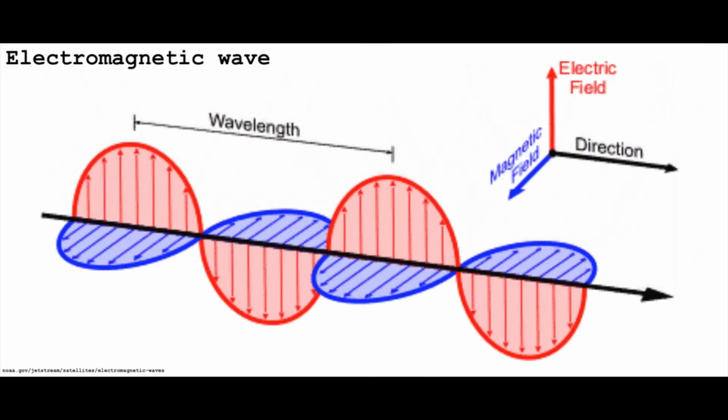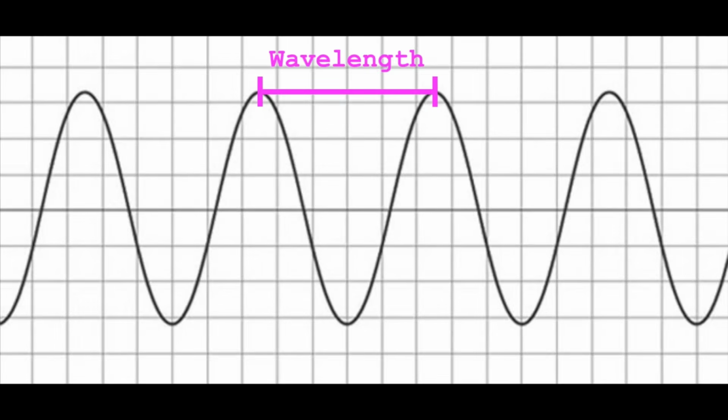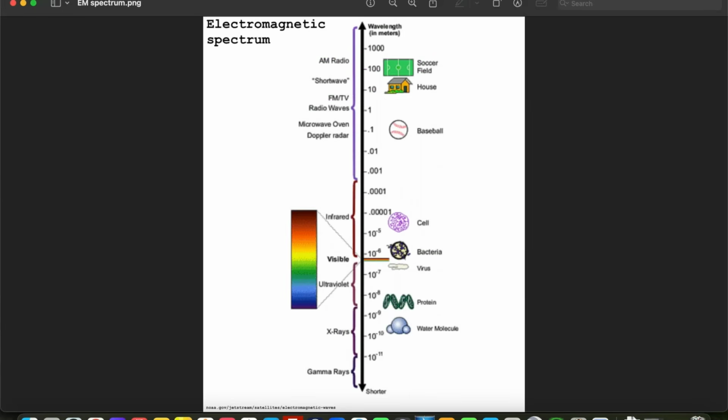Both of these use electromagnetic waves to make their measurements. Electromagnetic waves are just waves that have an electric field and a magnetic field that move through space. Now, these waves come in different wavelengths. The wavelength of an electromagnetic wave, or any wave for that matter, is the distance from the crest of one wave to the next. There are several different types of electromagnetic waves, each with a different wavelength, and that creates what we call the electromagnetic spectrum. This is just a spectrum of all the different wavelengths of electromagnetic energy there are.